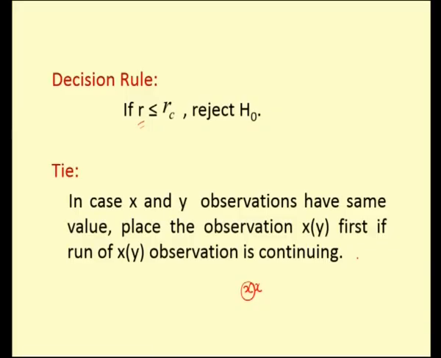Here you have to place observations of x first. If x is written first, and then x and y have the same value, if you have placed x first, next you have to place only x. So that is what I have said: place the observation of x first if the run of x observation is continuing, or y first if the run of observation y is continuing.